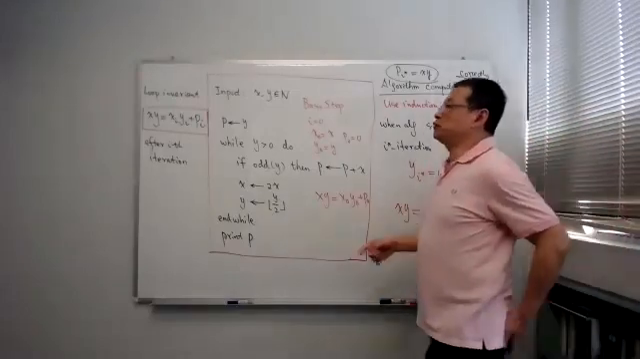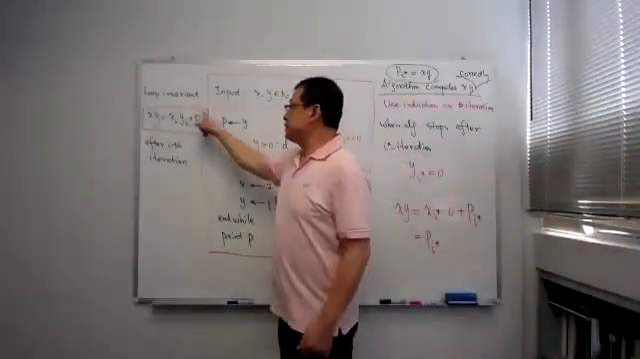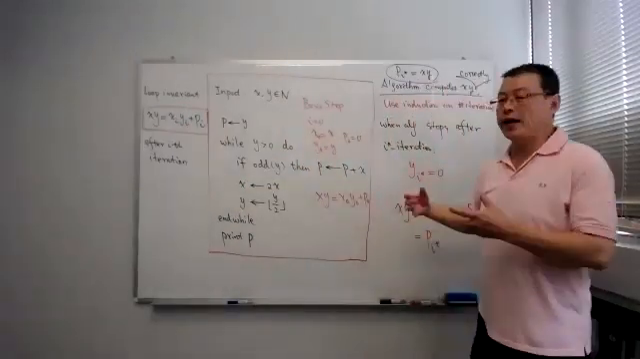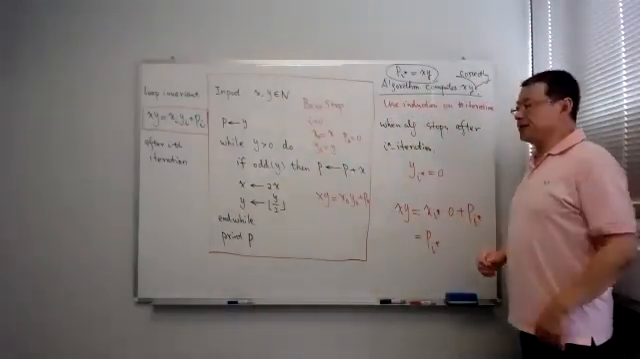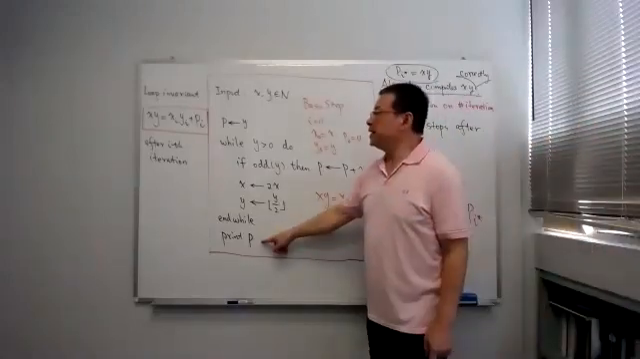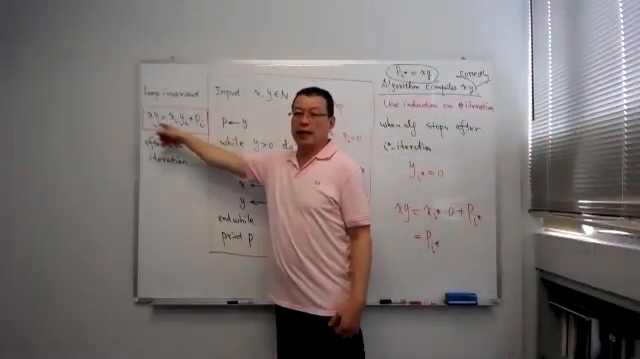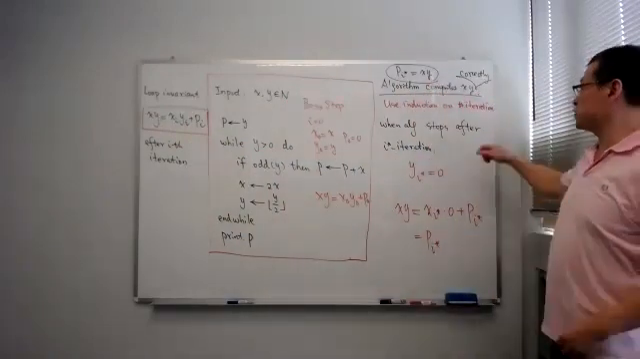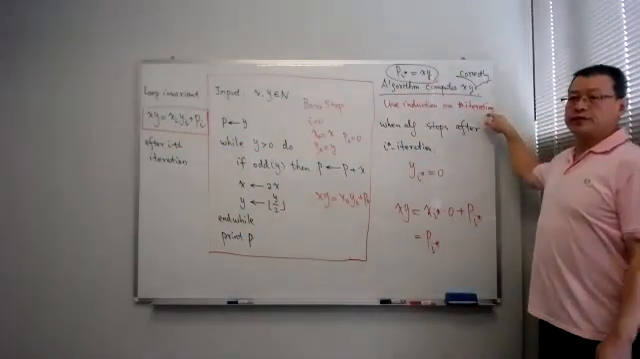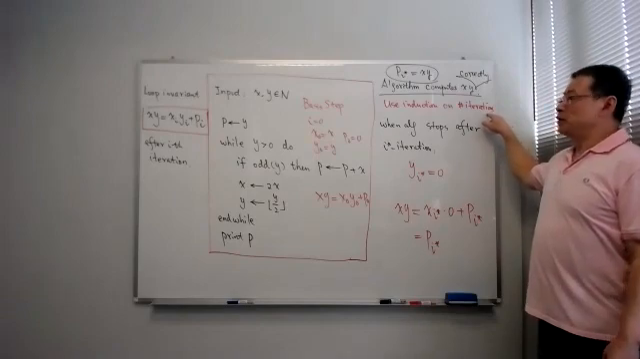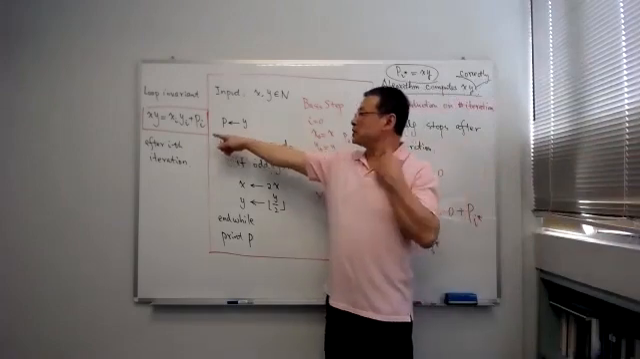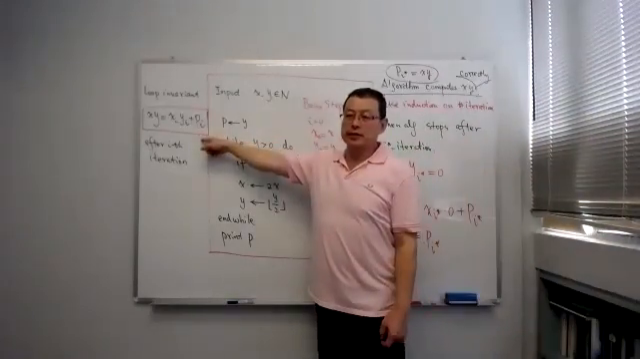So if we can show that this relation holds after each iteration, then when the algorithm terminates, it's guaranteed that p indeed equals x times y, all right? So how can we prove it? The idea is to use induction on the number of iterations. So we use the number of iterations to prove that this one holds after each iteration.